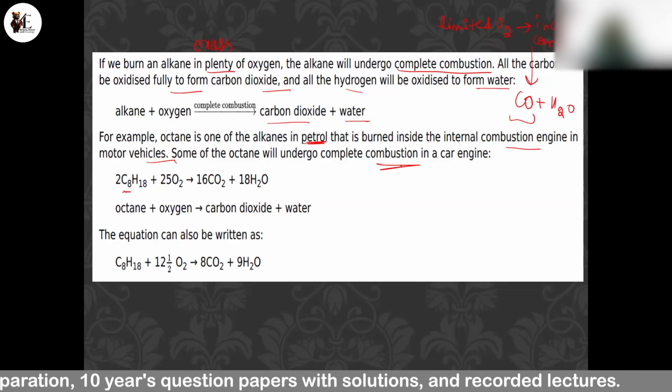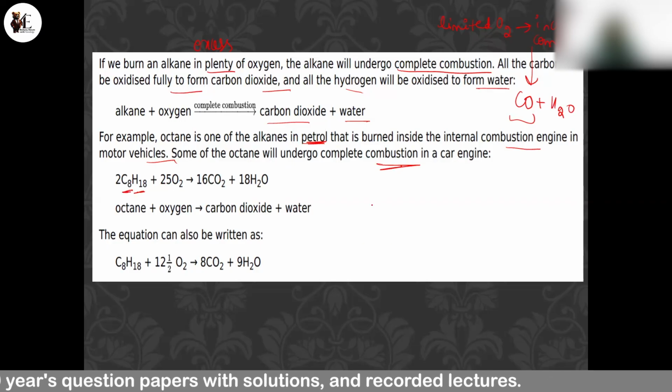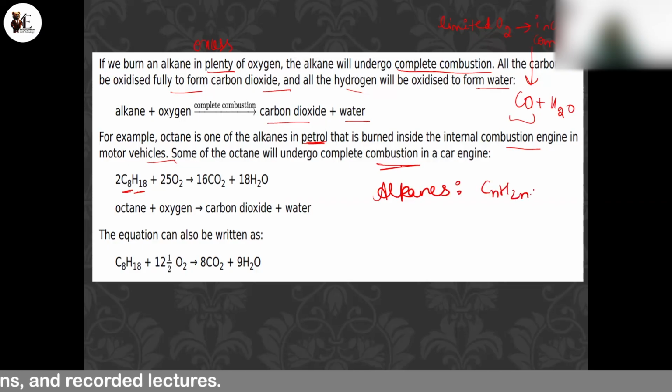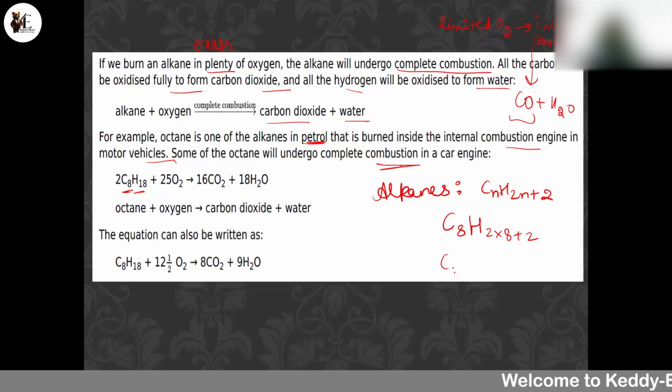Octane means there are 8 carbon atoms. What is the general formula for alkanes? The general formula for alkanes is CnH2n+2. So if n is my 8 carbon atoms, then you can easily calculate the number of hydrogen atoms: 2 into 8 plus 2, that is equal to 18. So this is the formula for octane, C8H18.